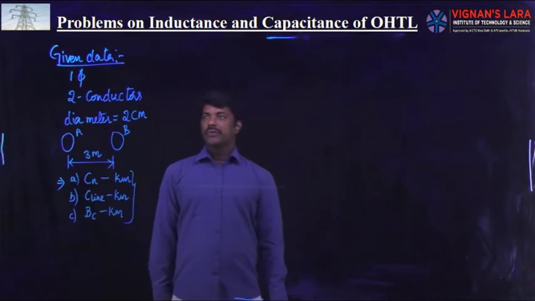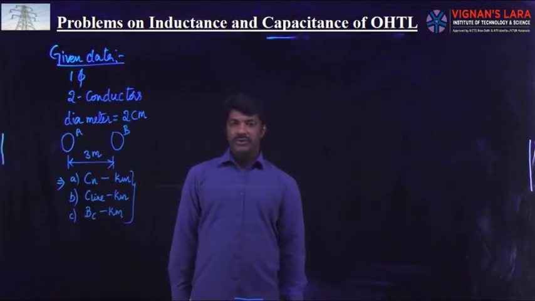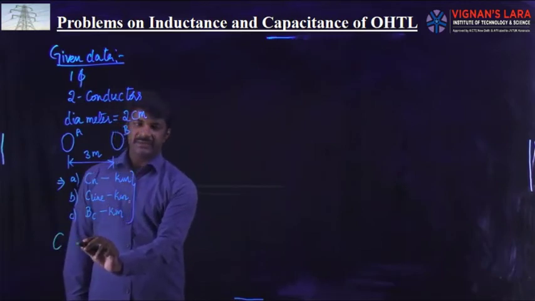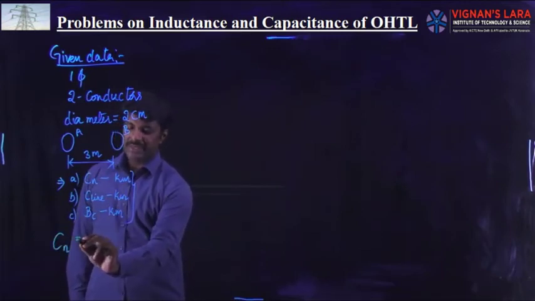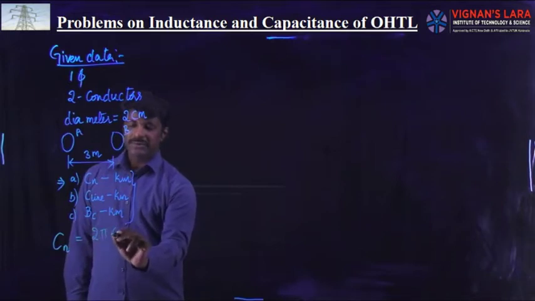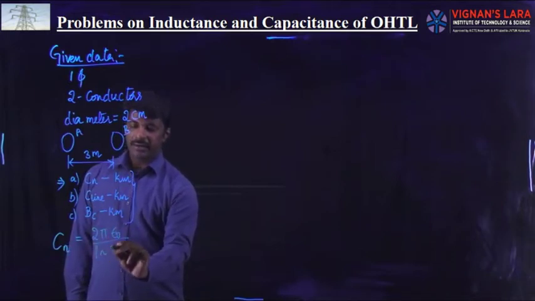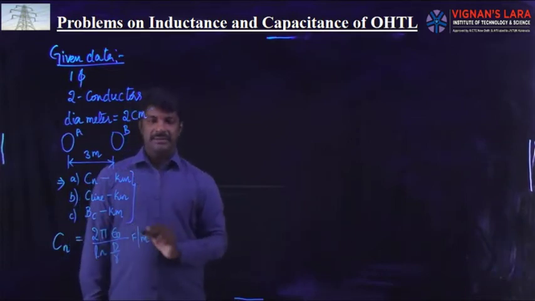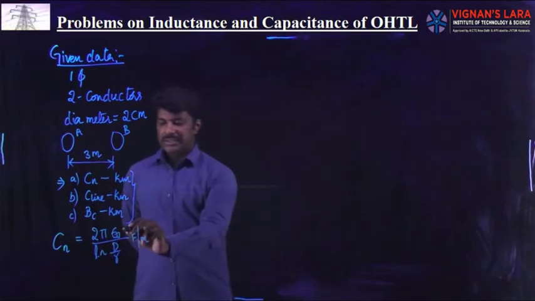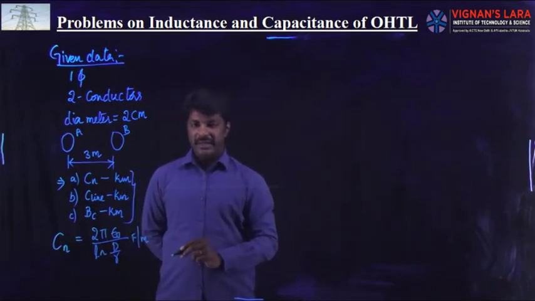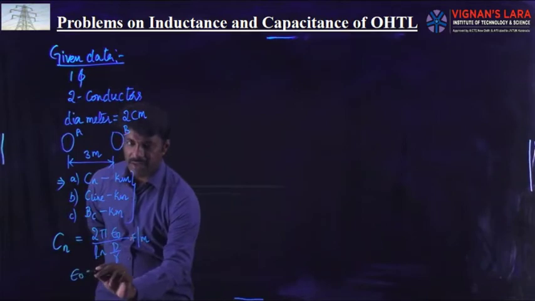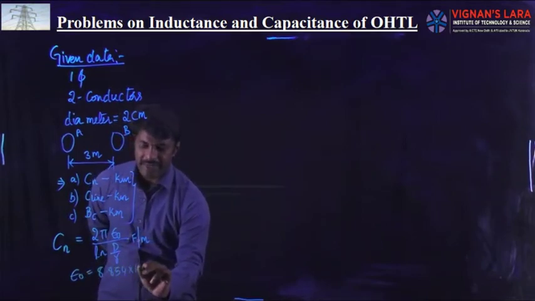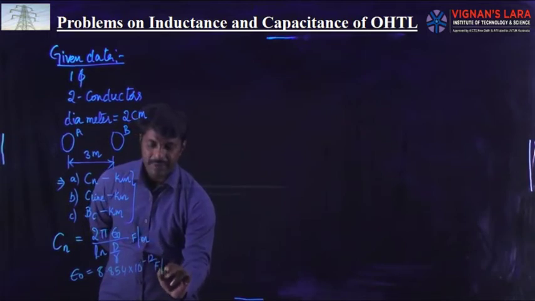Before solving the problem, we all know that the capacitance of the single phase system for a single conductor with respect to neutral is given by Cn equal to 2 pi epsilon naught divided by ln of d by r farad per meter length, where epsilon naught is the absolute permittivity whose value is 8.854 into 10 power minus 12 farad per meter.